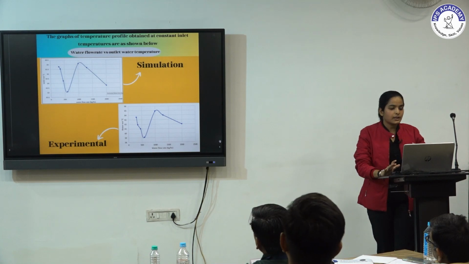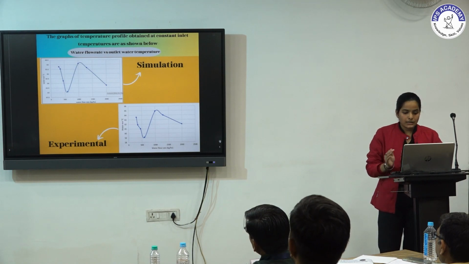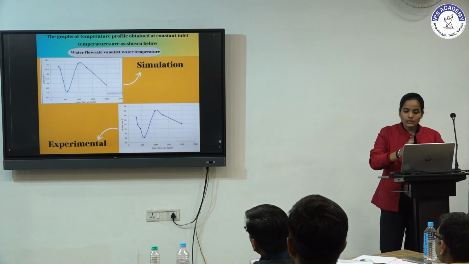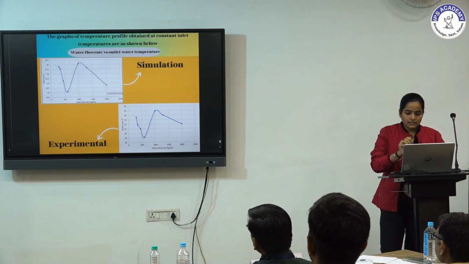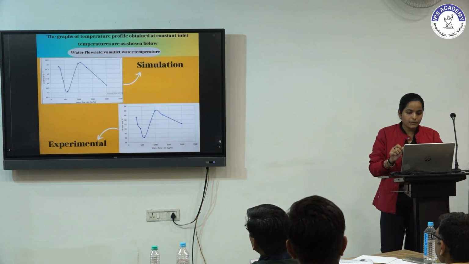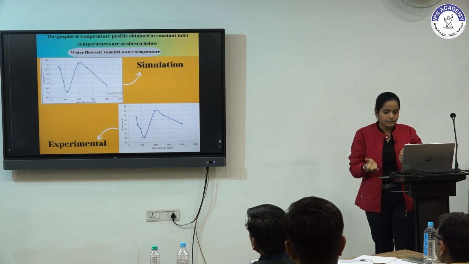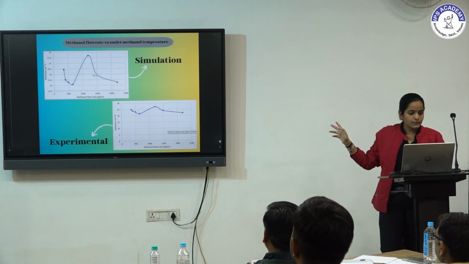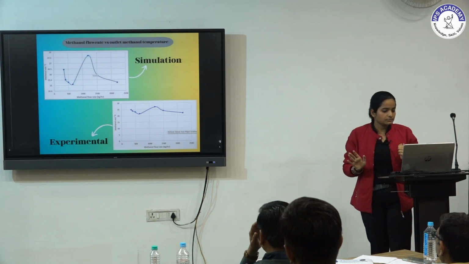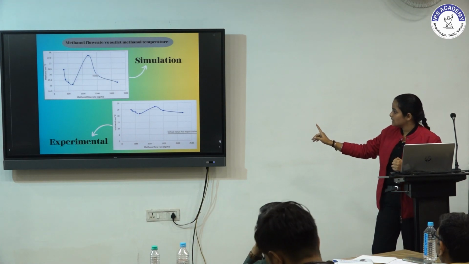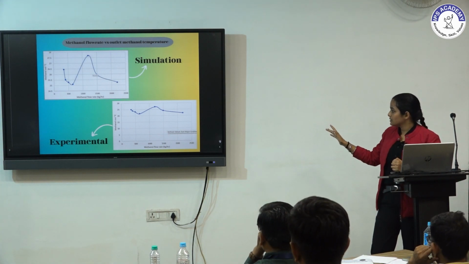So these are the graphs of temperature profile obtained at the constant inlet temperatures, as shown below. Water flow rate versus water temperature graphs, these are. So the first one is the simulation graph and the second one is the experimental graph. Here we can see it deviates from each other a bit because, as we know, there is always human error when we perform any experiment. So these 2 are the graphs for the methanol flow rate versus outlet methanol temperature. The first graph is for the simulation and the second is for the experiment. We saw a lot more deviation here.